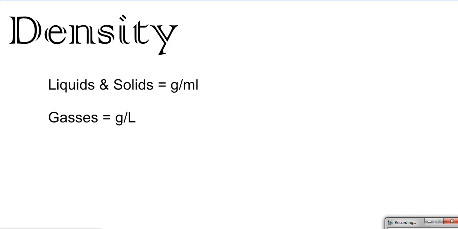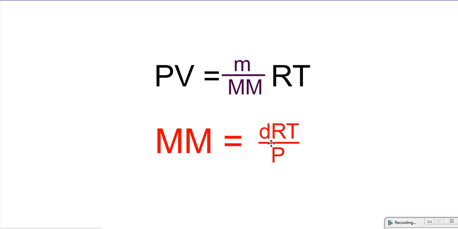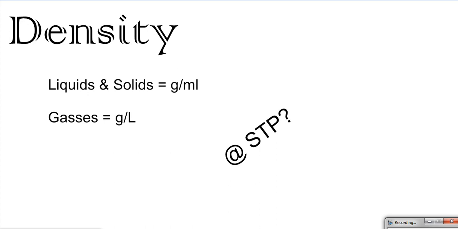Another note on density is that while liquids and solids report their densities in grams per milliliter or grams per cubic centimeter, gases report densities in grams per liter. Because in order for this formula to work out, this density would have to be in grams per liter to cancel out the liters in your R value.